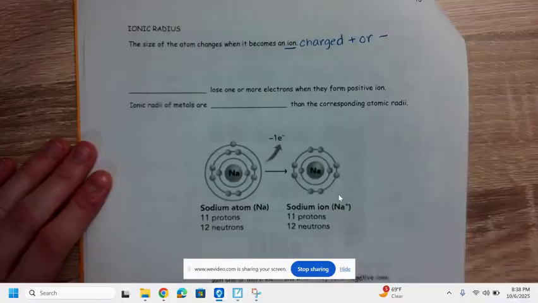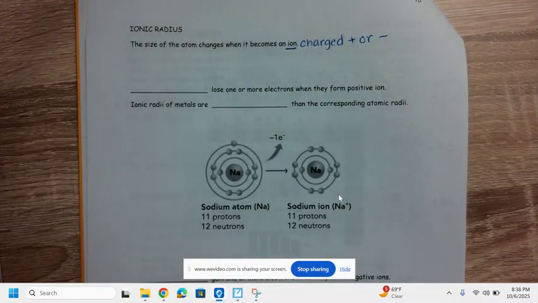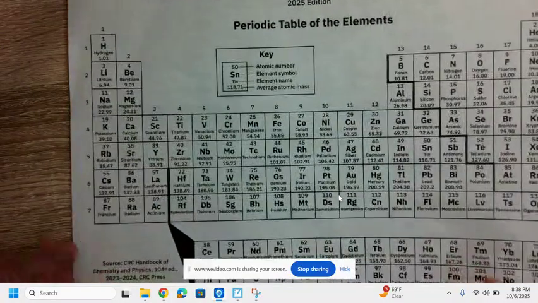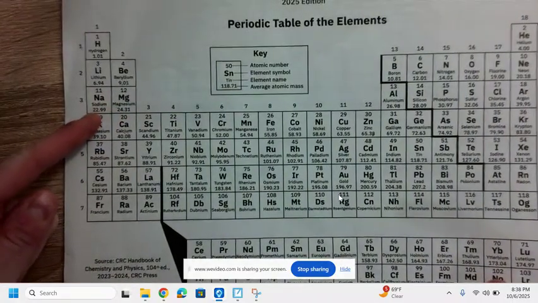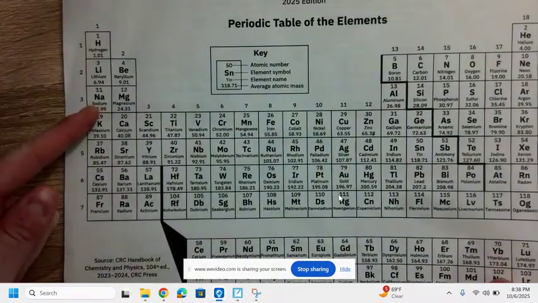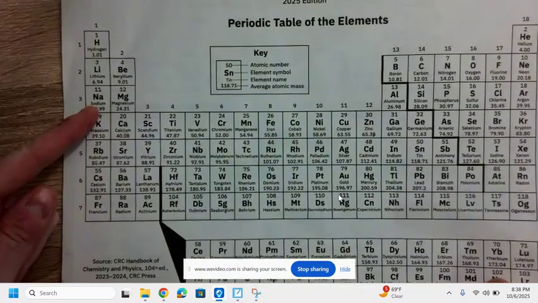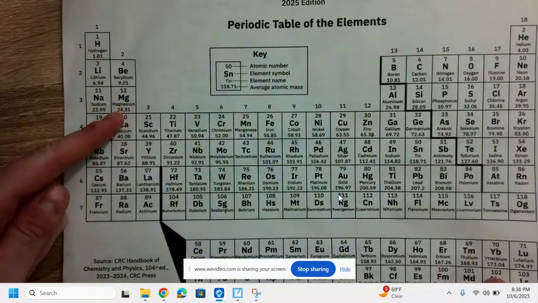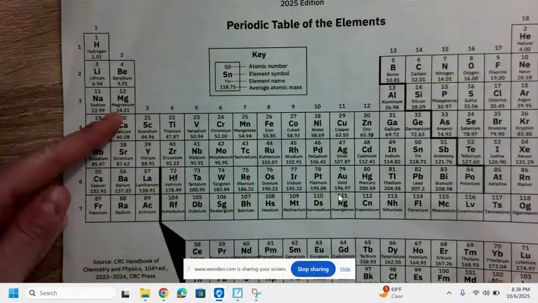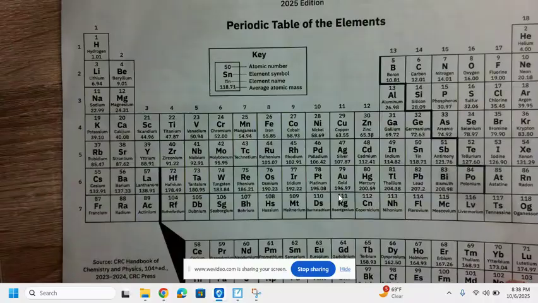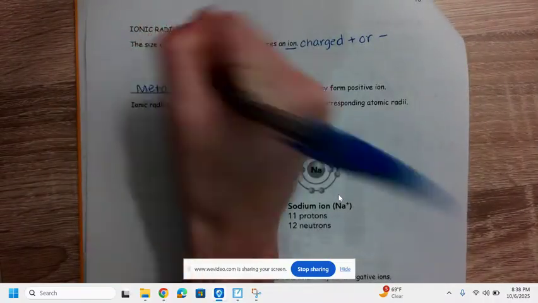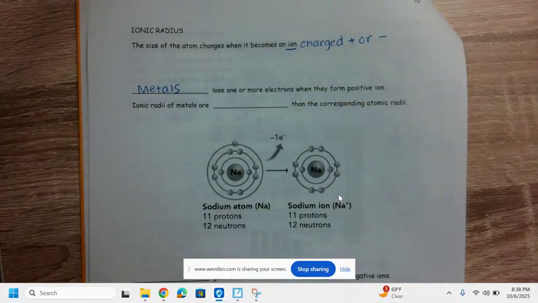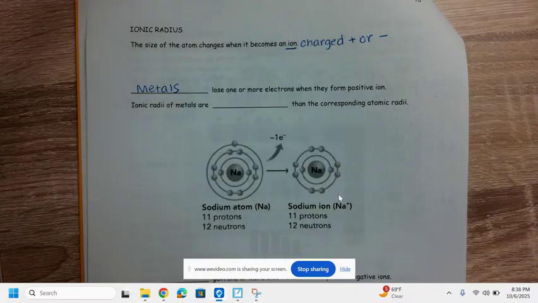Now, if you recall, on the left-hand side of your periodic table are your metals. So those are things like sodium and magnesium. Sodium has 1 valence electron, so it wants to get rid of that 1 valence electron and become a positive ion. Magnesium has 2 valence electrons, and it wants to lose those 2 to become a positive 2 ion. So your metals like to lose electrons to form positive ions.